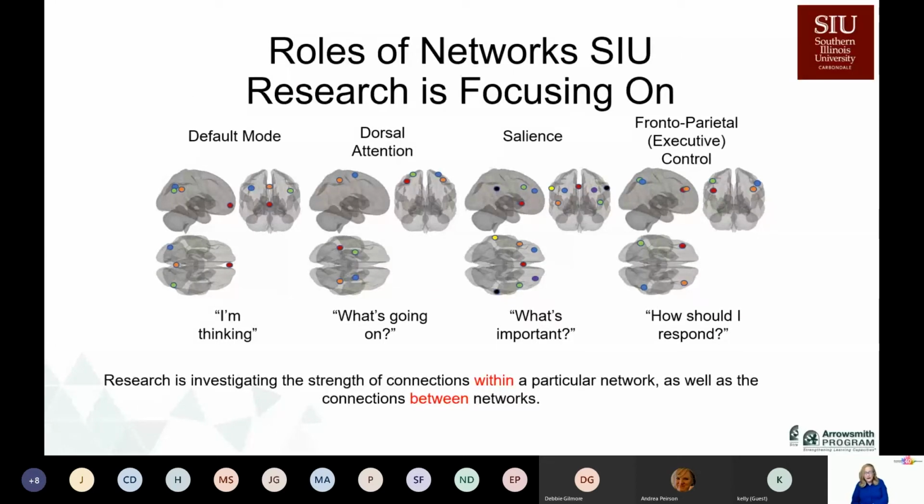So the default mode network is saying, I'm thinking about something. So you're thinking about your world or an event. The salience network is saying what's important, what's relevant, what's critical in terms of what's going on around me. And then the frontal parietal or the executive control network is saying, how should I respond to what I'm thinking about and what's important and what's critical?